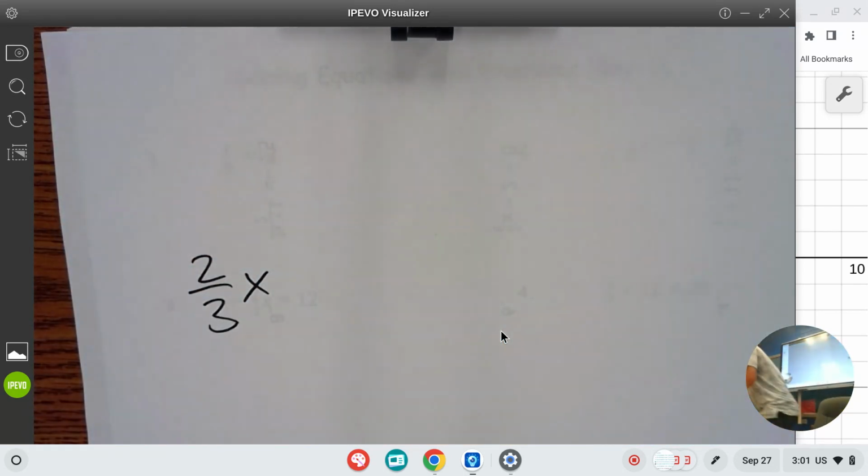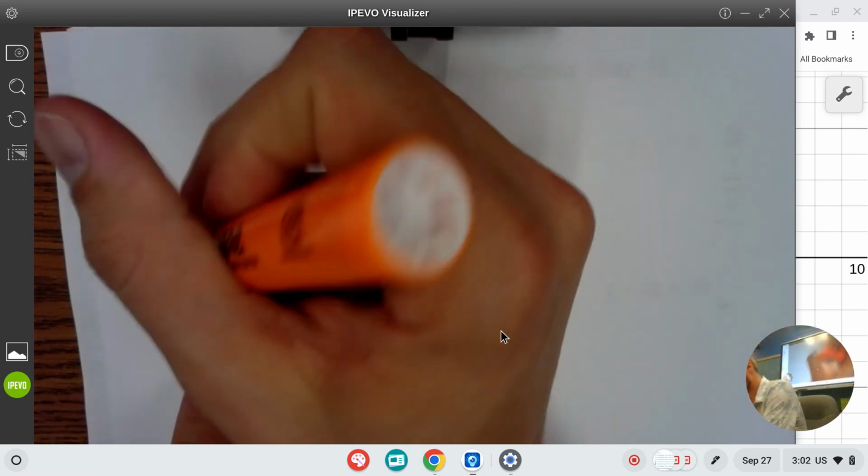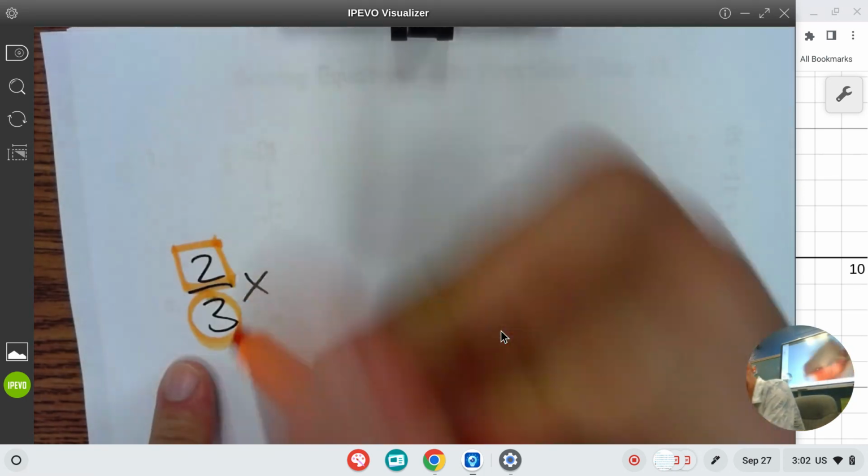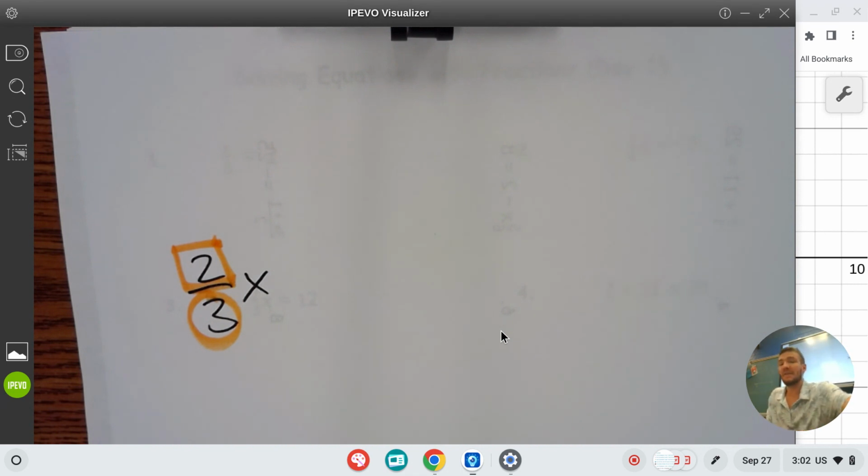If we have something like 2/3 x, we've got a 2 and a 3, and what we're going to do in Algebra 1 is make sure that we see this as two separate numbers, a top number and a bottom number. The top number and the bottom number, we can deal with them separately. We don't have to deal with this as one piece, 2/3. We can think of it as two pieces, a 2 on the top and a 3 on the bottom, okay?